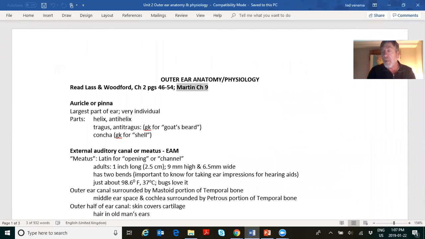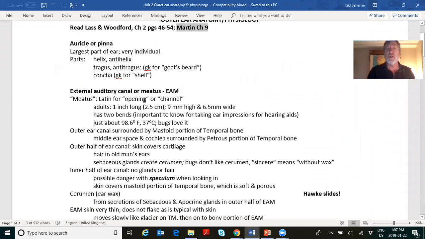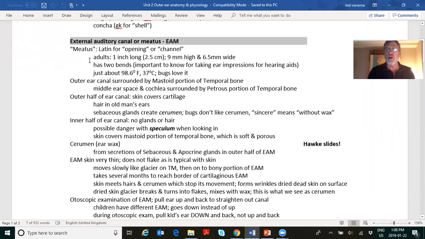Auricle or pinna. I'll scroll down. The parts of the ear to know: helix, antihelix, tragus. Don't worry about antitragus. Concha. External auditory canal or meatus, EAM. Meatus, Latin for opening or channel. In adults, it's about 1 inch long.